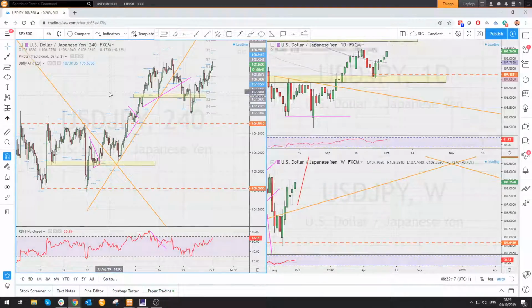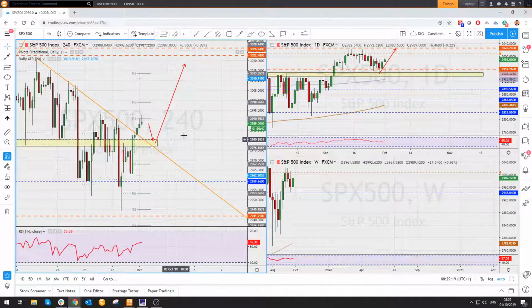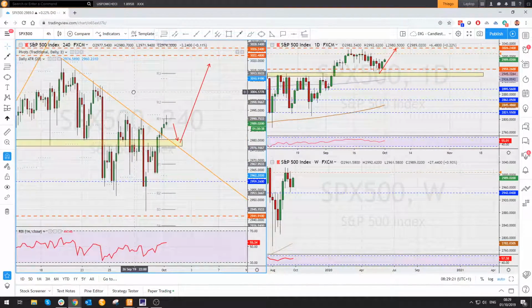Another thing to keep an eye on as well is those US China trading deals, statements, tweets, whatever, anything that gives positive news regarding that trading talk. It can boost stocks, and boosting stocks will boost dollar yen. So that's something to watch.